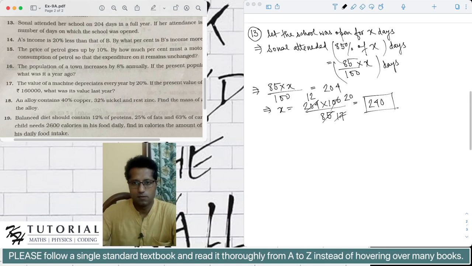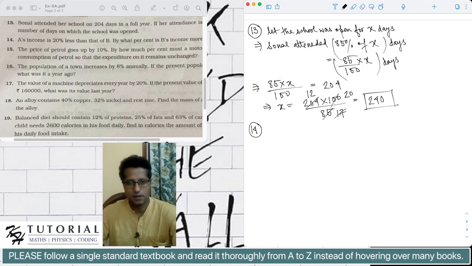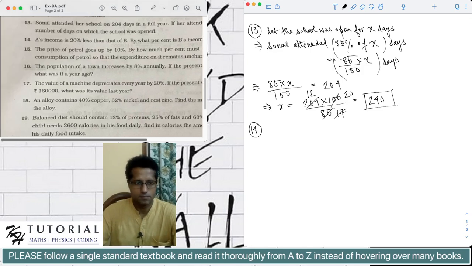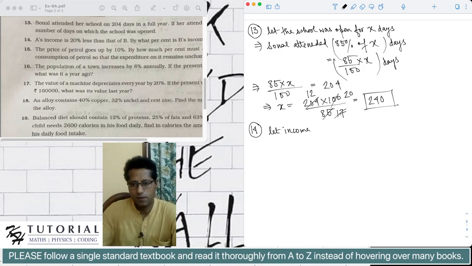Let's do question number 14. A's income is 20% less than that of B. By what percent is B's income more than A's? Okay. So A's income is 20% less than that of B. So let income of B be X.